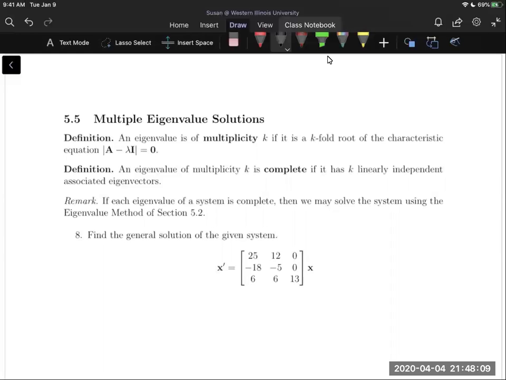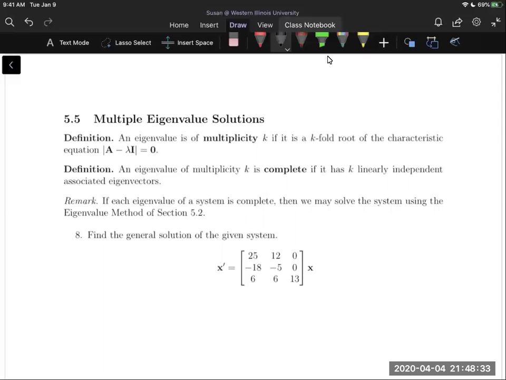In this video, we're going to be talking about section 5.5, multiple eigenvalue solutions. This is going to be part 1 of section 5.5, where we'll just cover the first 3 pages of the notes, and then we'll cover the last 2 or 3 pages of the notes in a second video to come. So again, this is talking about multiple eigenvalue solutions.